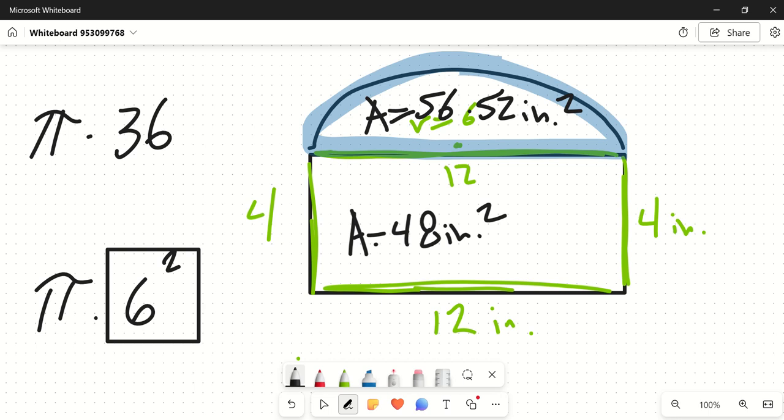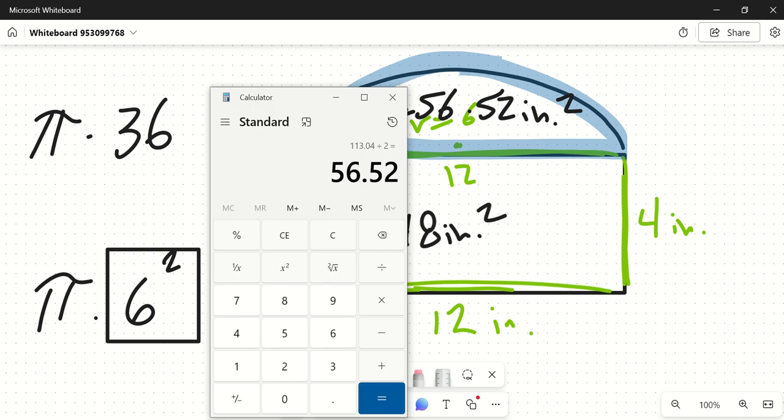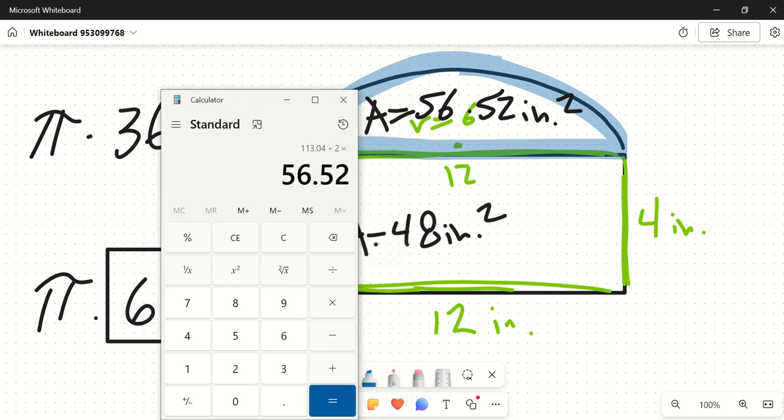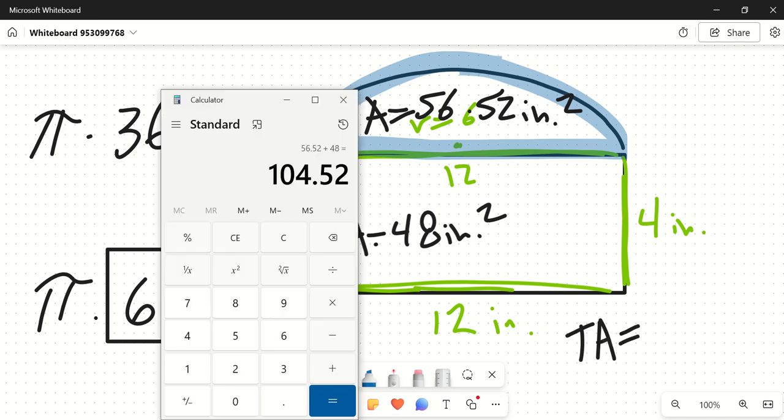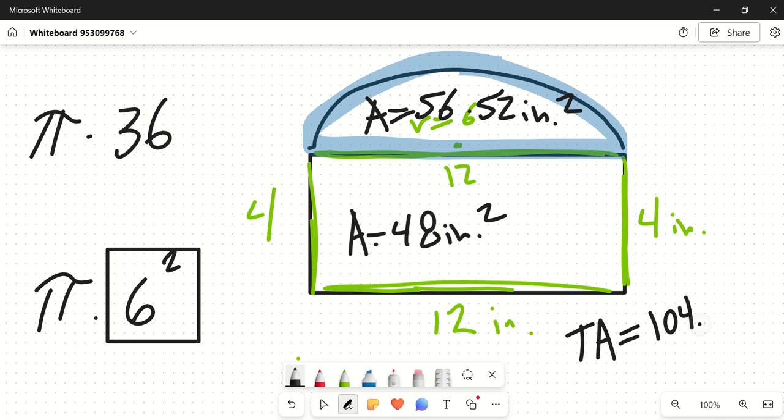But the question asks for the area of the composite figure. I need to add those two areas together to give me the whole area of this. So I already have 56.52 in the calculator. What was the area of the rectangle again? So let's add 48 to it. And this is where I indicate this differently. I'm going to put TA for total area, because it's a total area, will equal 104.52 inches squared. And there is my answer.